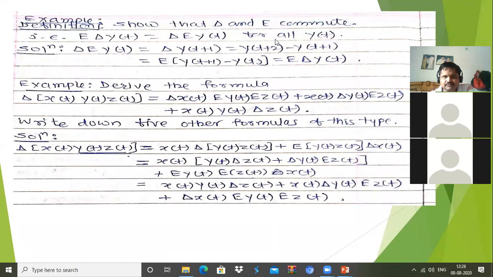We are using that delta of yt into zt. उसमें क्या किया हमने? What is delta of yt into zt? It is y into delta z, right? Plus Ez into delta y. ये फार्मूला था, Ez into delta y.